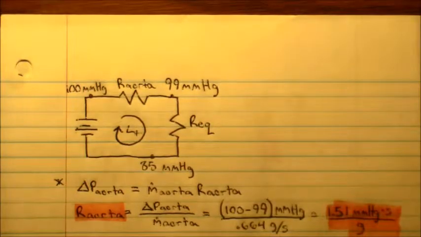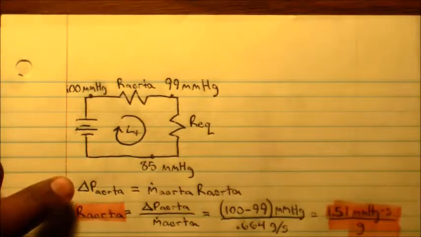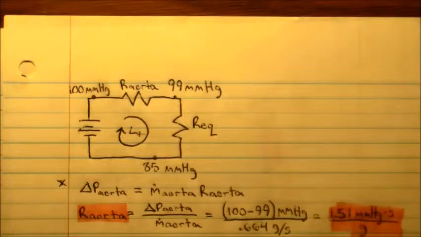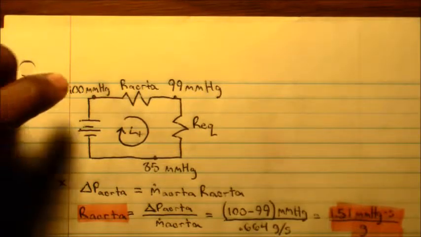So after solving for the mass flow rate through the aorta, we can solve for the resistance across the aorta by using the equation we derived from Ohm's law that tells us the change in pressure equals the mass flow rate times the resistance. And so solving for the resistance, we have the change in pressure divided by the mass flow rate equals the resistance.